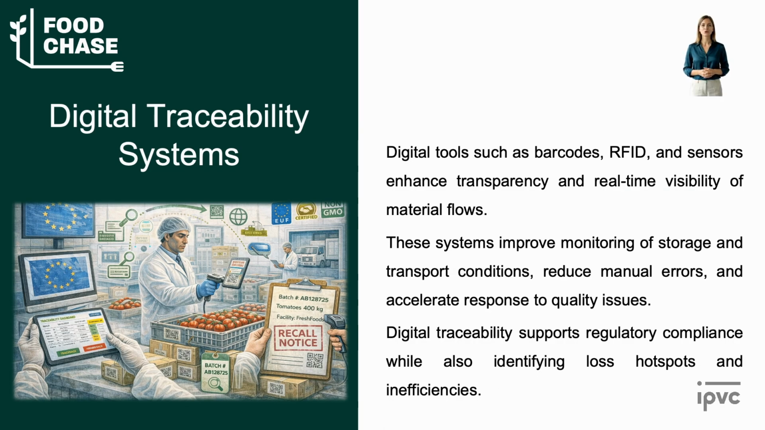Digital traceability tools such as barcodes, RFID, and sensors enhance transparency and real-time visibility across the supply chain. These systems monitor storage and transport conditions, reduce manual errors, and speed up responses to quality issues. Beyond compliance, digital traceability helps identify loss hotspots and inefficiencies.